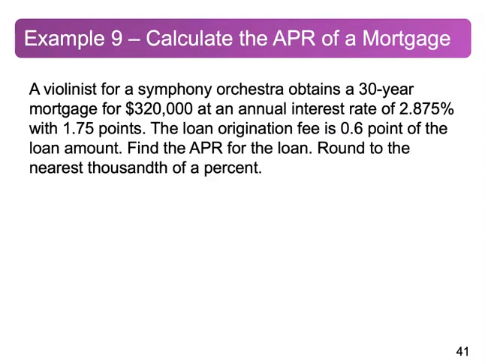So if we look at this violinist for a symphony who obtains a 30-year mortgage with $320,000 at an annual interest rate of 2.875% with 1.75 points.